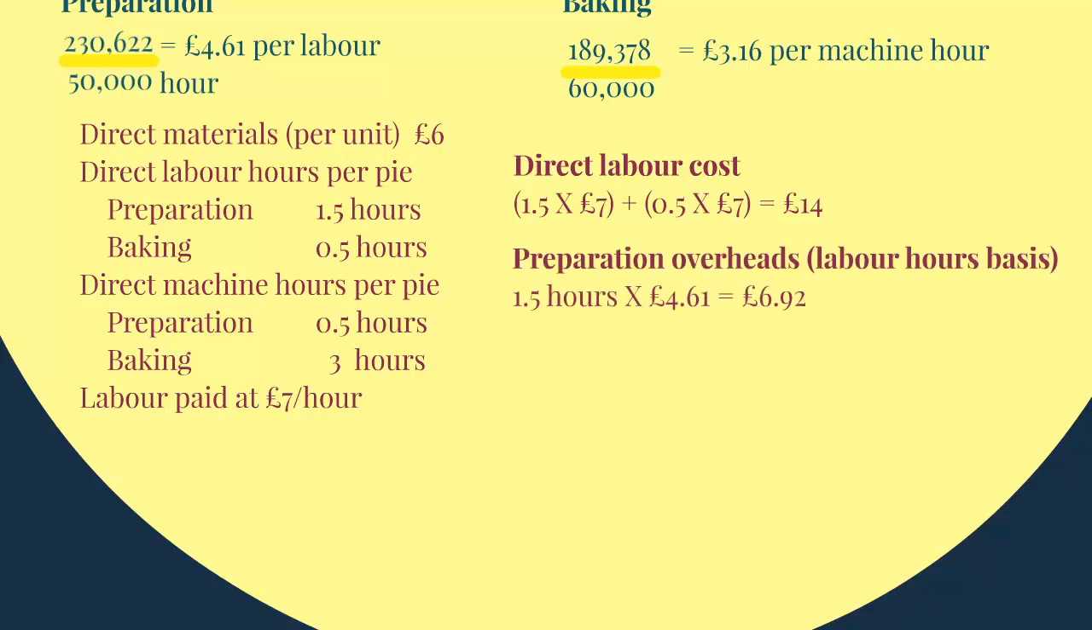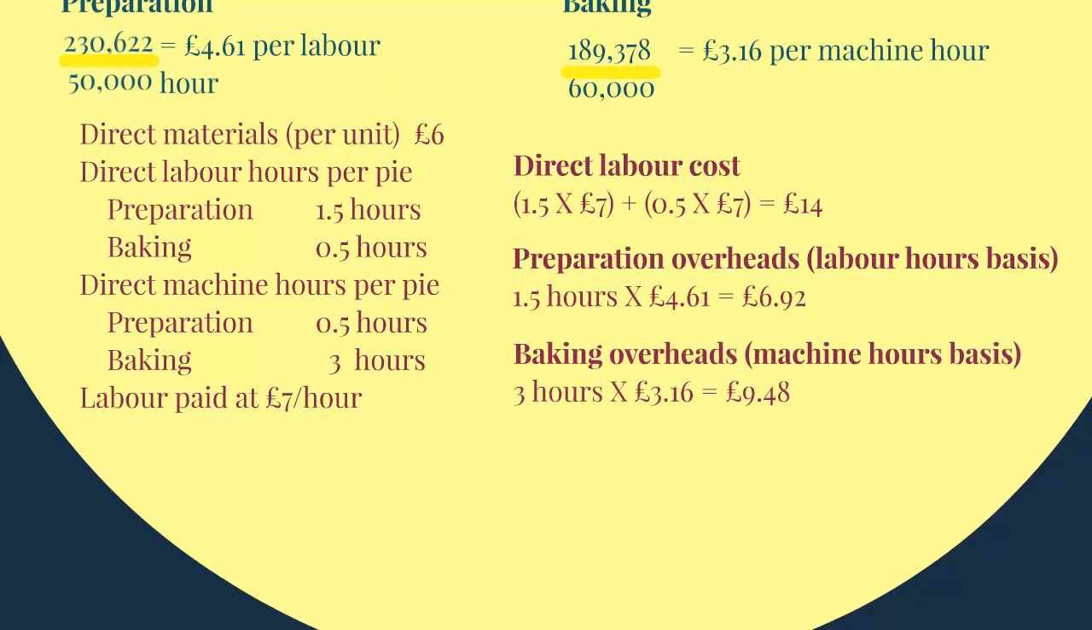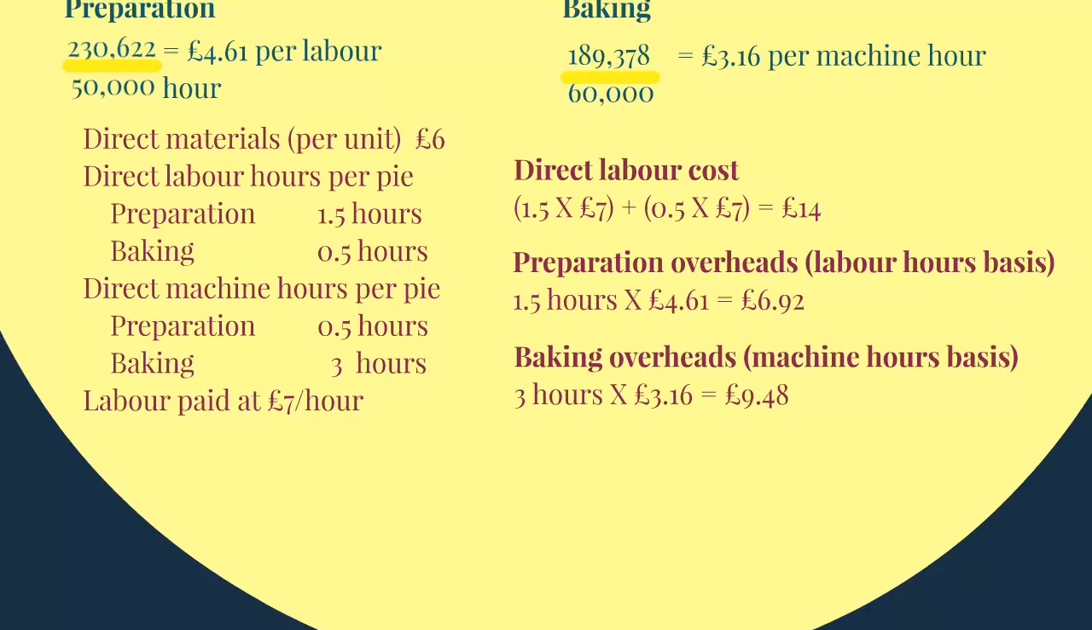And then of course we know that we absorb our overheads at a rate of £4.61 per labour hour. So we now need to apply our overheads to the preparation cost centre by multiplying that 1.5 hour figure by £4.61. And again, for baking overheads, we apply a rate of £3.16 to that 3 hours, because of course we apply our overheads to our baking cost centre based on machine hours.